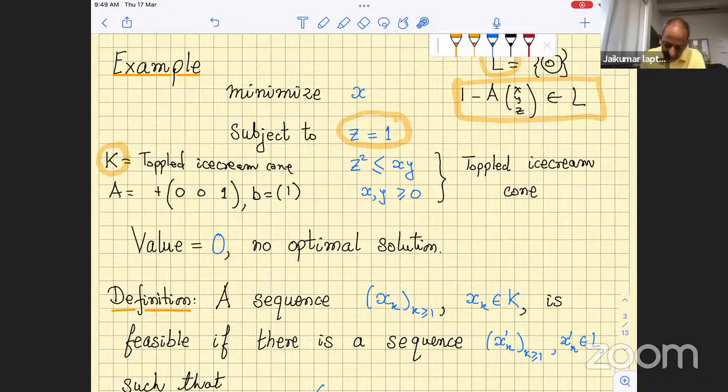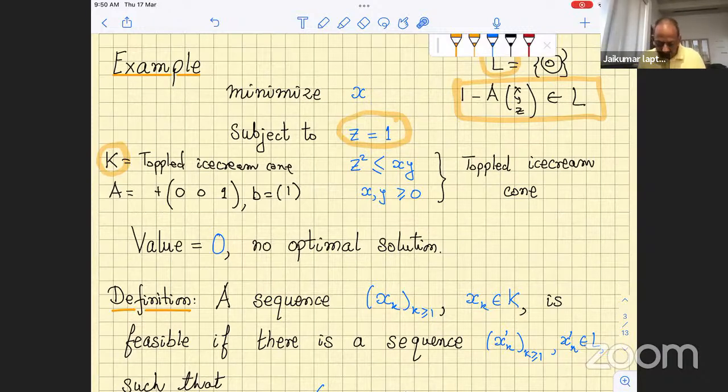But if this were cast as a maximizing problem, I would have put a minus X here. But anyway, the value of this cone program is 0, because we use supremum for maximization, and we will use an infimum for minimization, and you will get 0 as the value. But you can see that no optimal solution exists. You cannot simultaneously have Z equals 1 and X equals 0, because this will be violated. There is no feasible point where the optimum is achieved, but it can be approached. Okay, so this was an example.